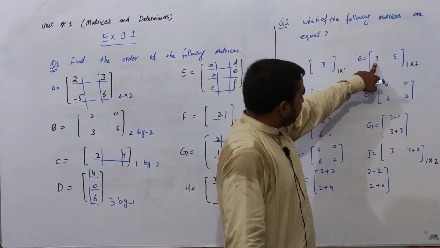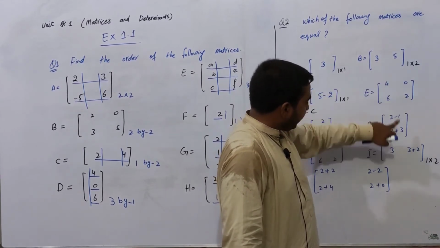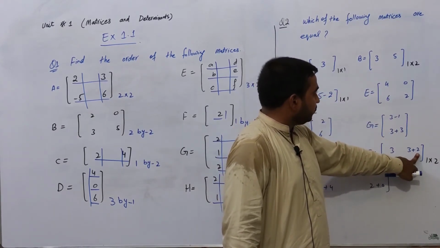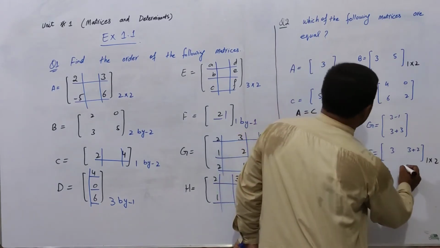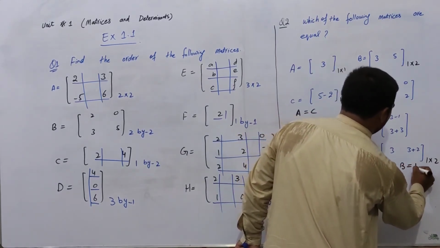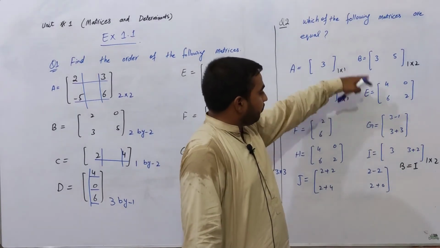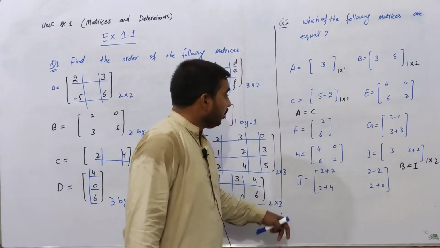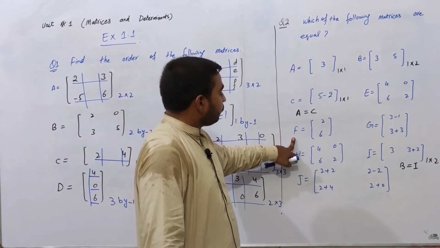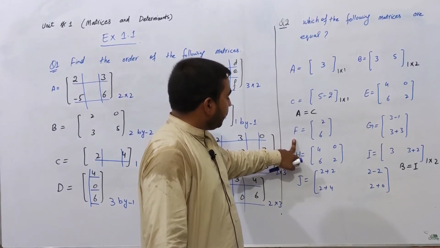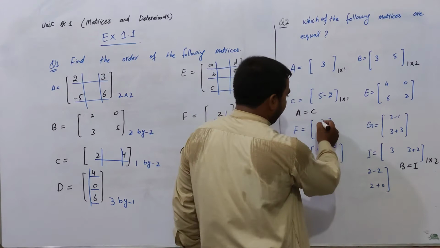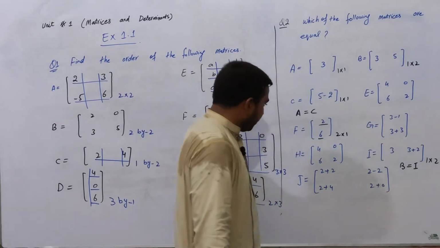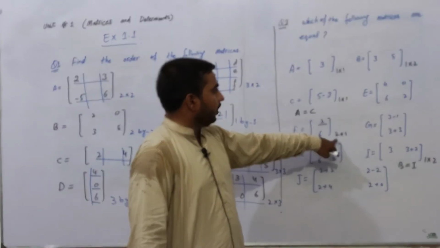Then we check the corresponding elements. The entry in B is 3 and in I is 3. The other entries are 5 and 3 plus 2 is equal to 5. We say that B is equal to I because the order of both matrices is the same and the corresponding elements are equal. Now we check the matrix F. First of all, we discuss the order. It has 2 rows and 1 column, 2 by 1. We check the other matrices having order 2 by 1.